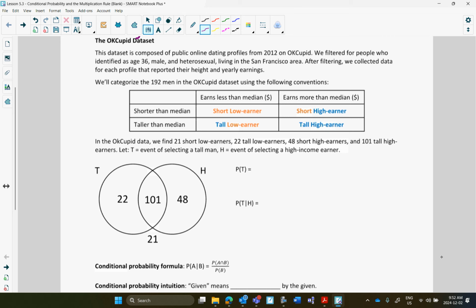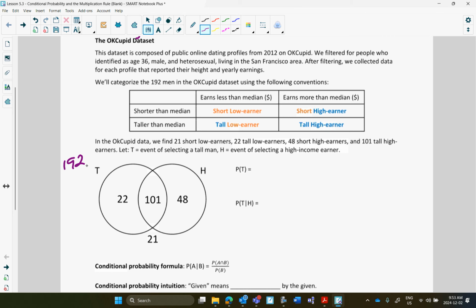So just by looking at this, you can answer a whole bunch of questions. First of all, remember, what was the total? 192? Yeah, all of them.